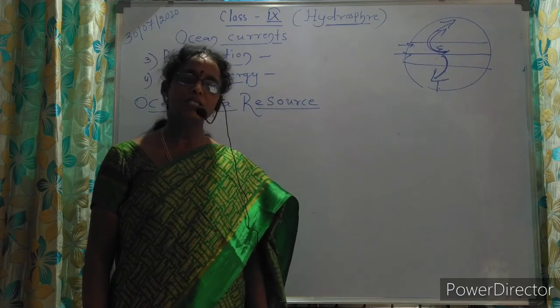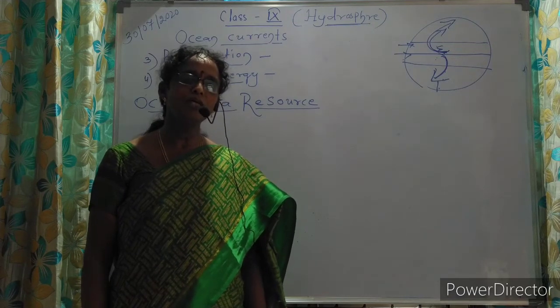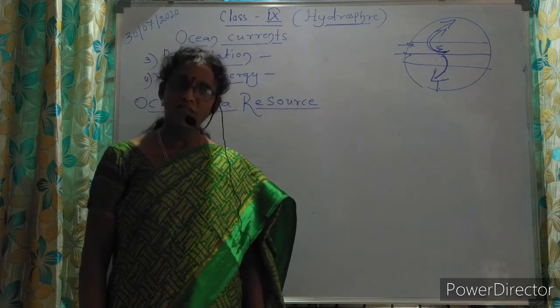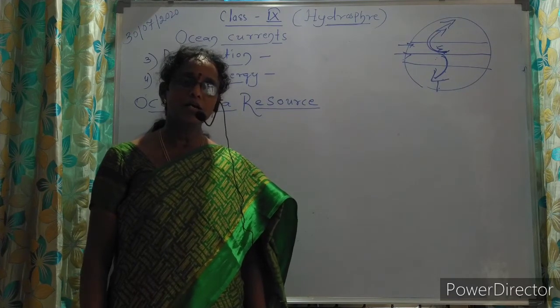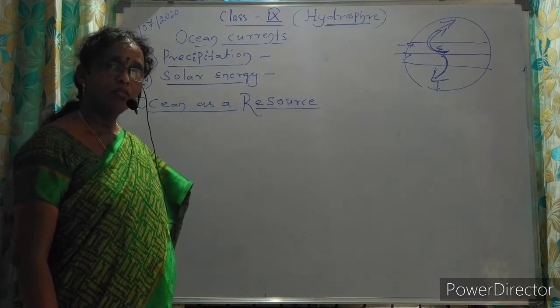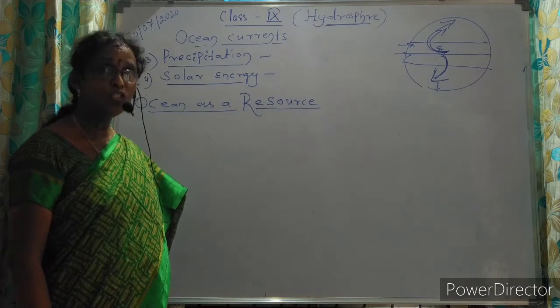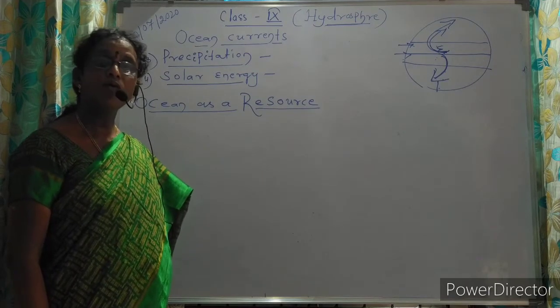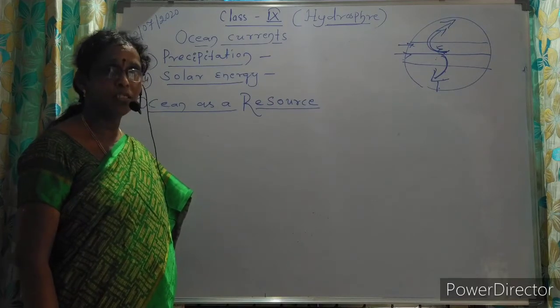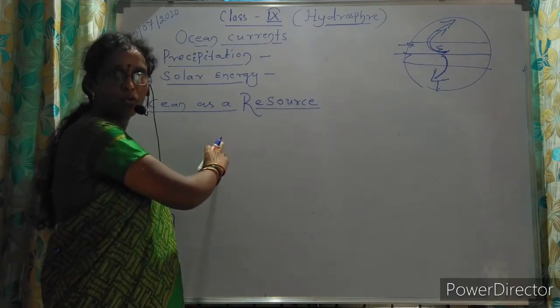And the summary of the lesson: we have read in this lesson about the water cycle and effects of the winds, and here we have read about ocean currents, salinity of the water, and resources of the oceans. Now read the lesson thoroughly and answer the questions which I am going to write on the board. Note it down.